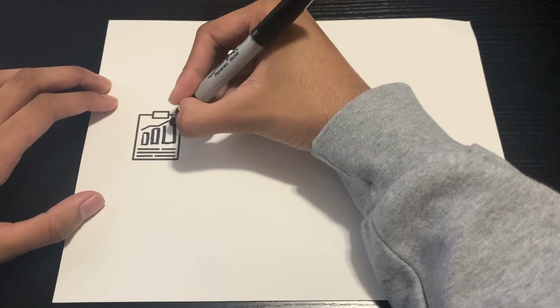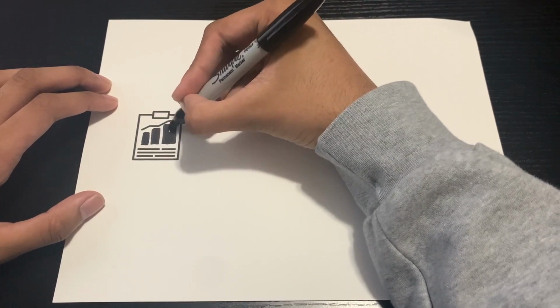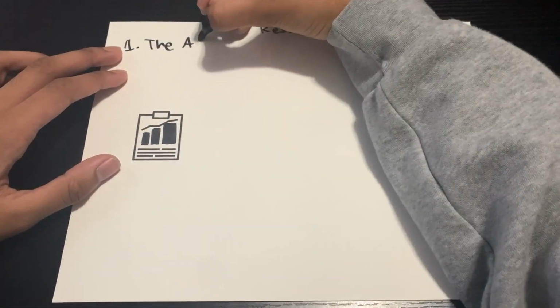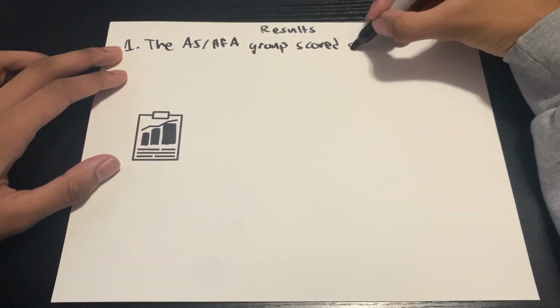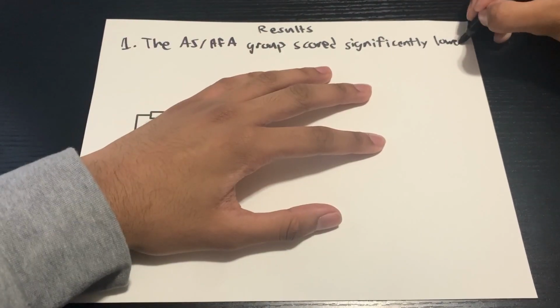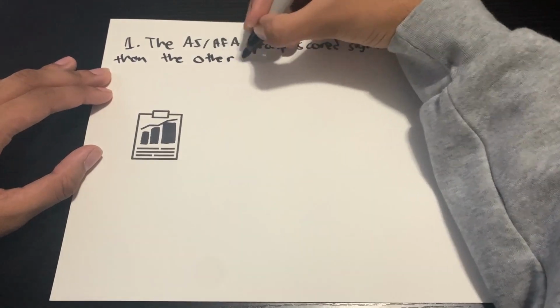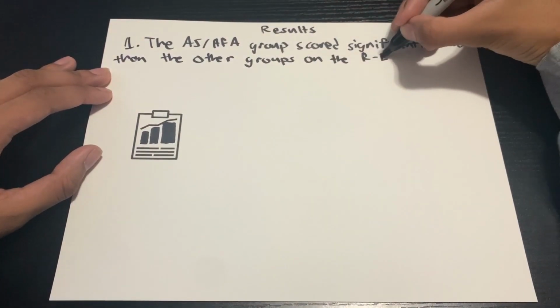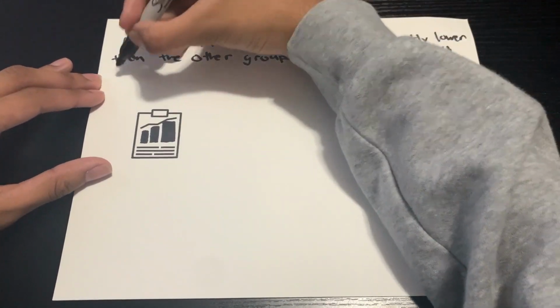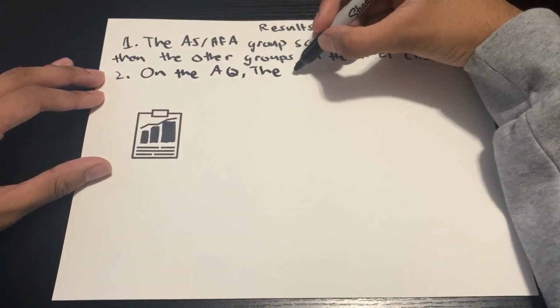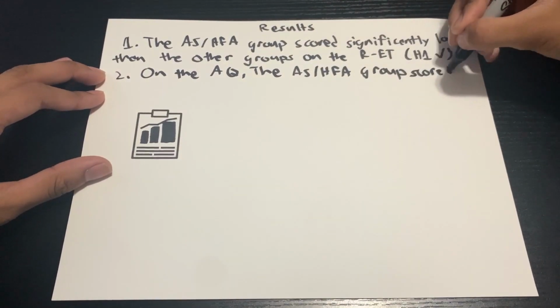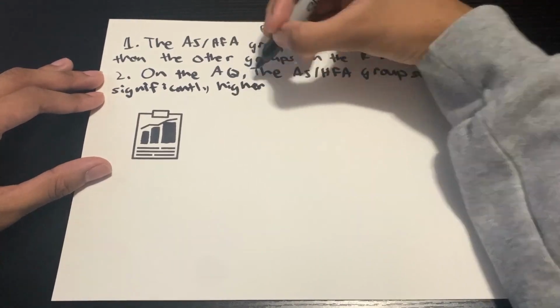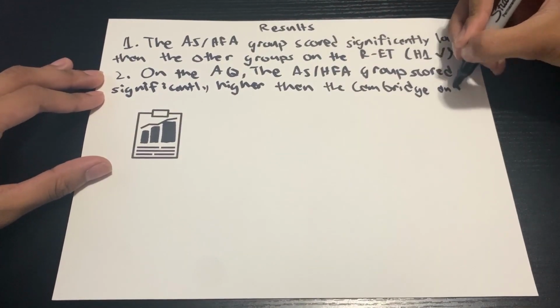The quantitative data from the chart showed 6 different results. The first is that the AS/HFA group scored significantly lower than the other groups on the RET, which supported the first hypothesis. The second result was that on the AQ, the AS/HFA group scored significantly higher than the Cambridge and the IQ matched groups, which supported hypothesis 2.